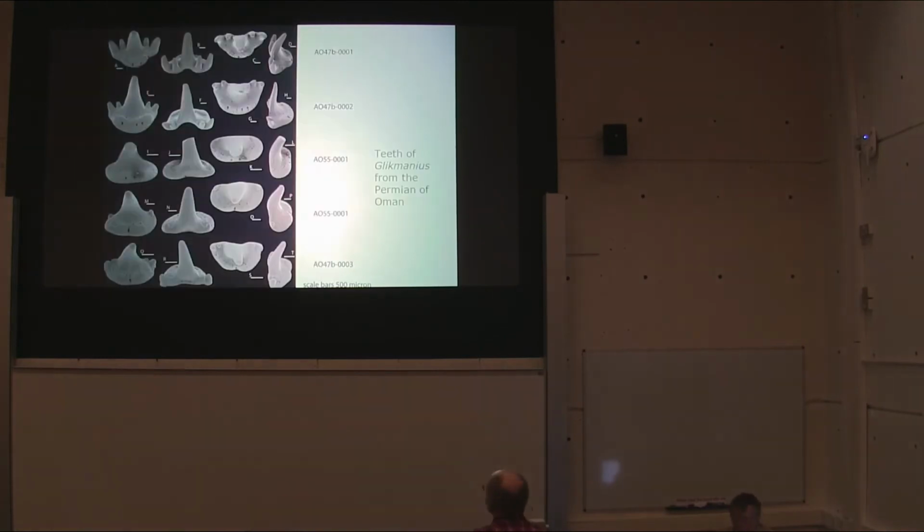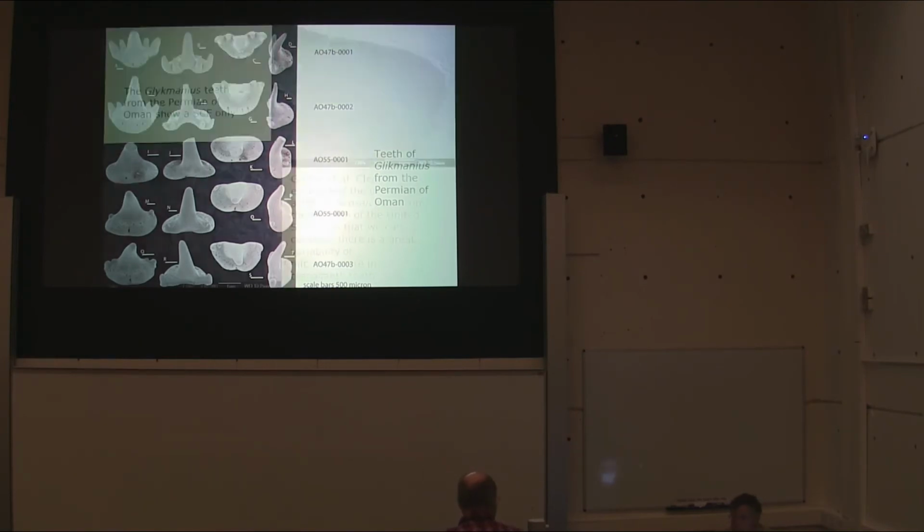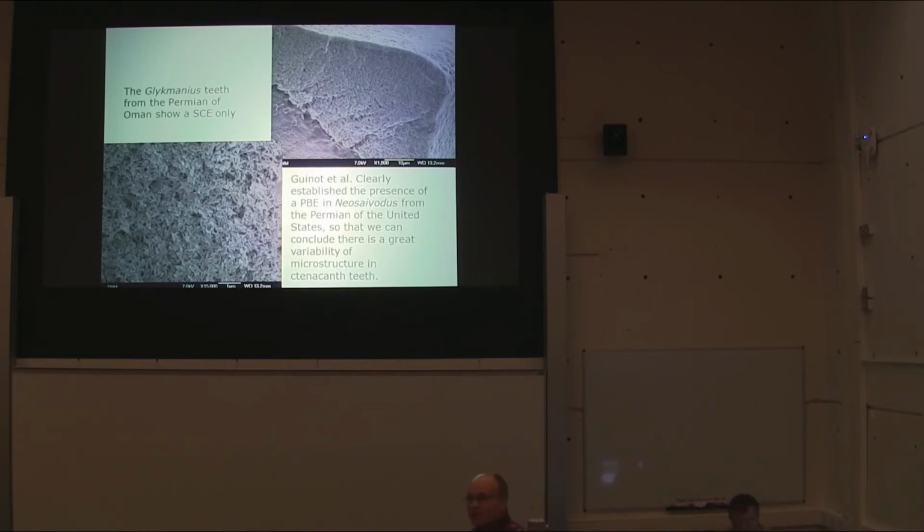And again, things are simply not as simple as we thought, because at the same time as Guillaume was publishing his material, with Martha Koot, we were looking at the microstructure of another tenacanth shark, Gilles, from the Permian of Oman. And of course, what we found was completely different, because here you clearly have a single crystallite enameloid with no bundles whatsoever, and only crystallites which are randomly orientated.